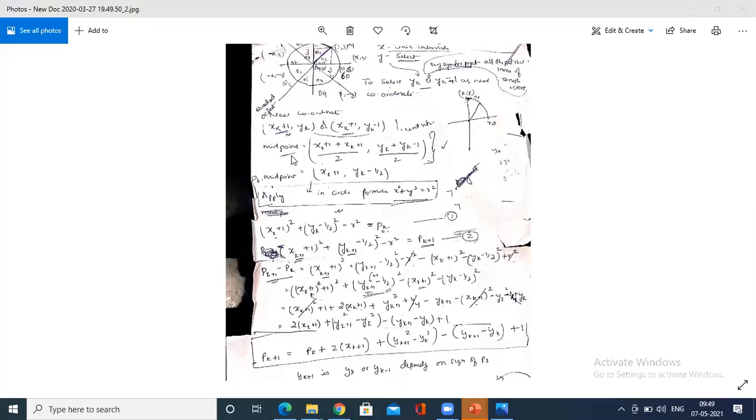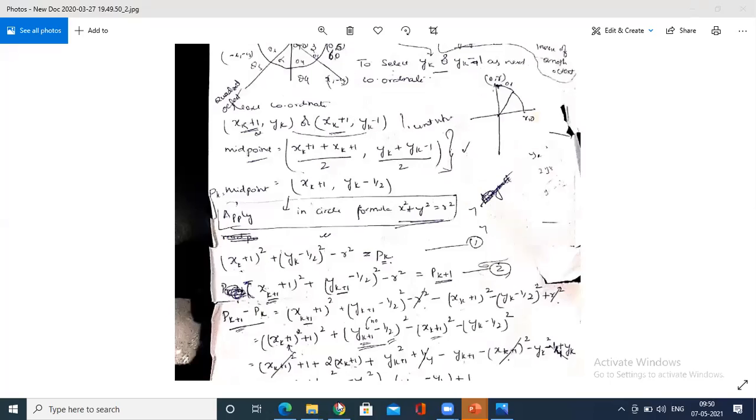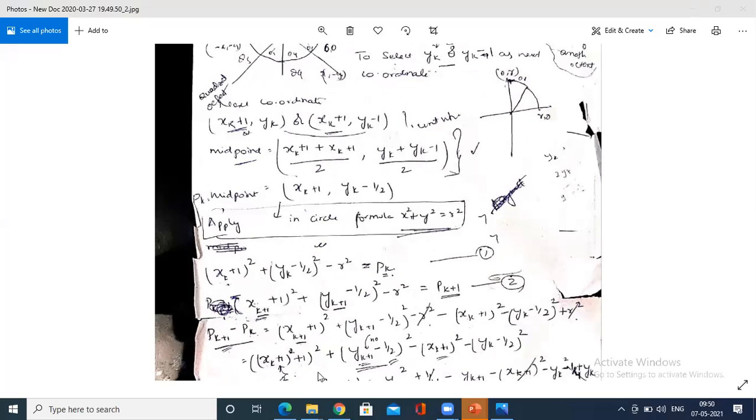So we are finding the midpoint for these two intervals. I don't know whether you follow it or not. Once again I'll go with the diagram.